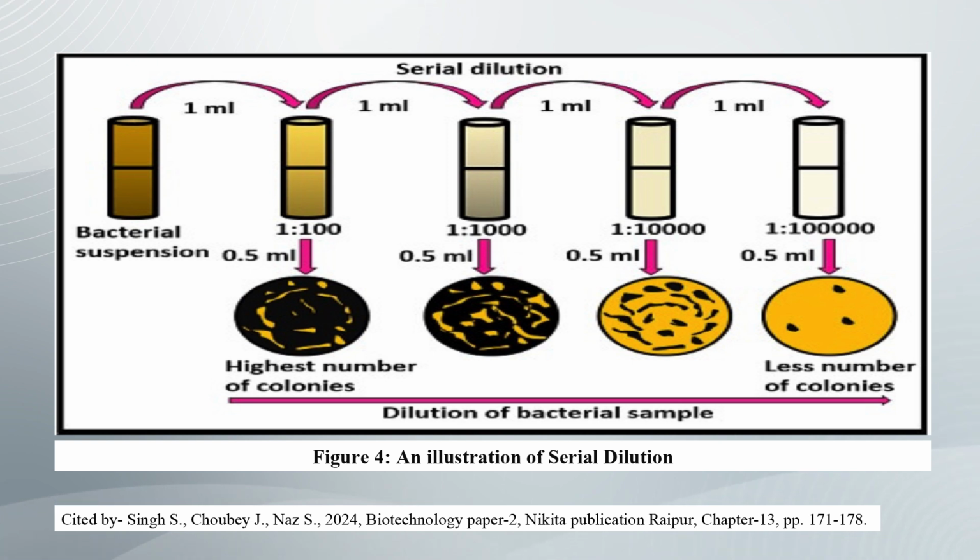The same process is then repeated for the remaining tubes, taking 1 ml from the previous tube and adding it into the next 9 ml of diluent, until all 6 tubes are used. The final dilution of the bacterial cells is equal to 10 to the power minus 6. This is the figure of serial dilution in different test tubes, and what we find in the last tube is that the microbial count is very low.